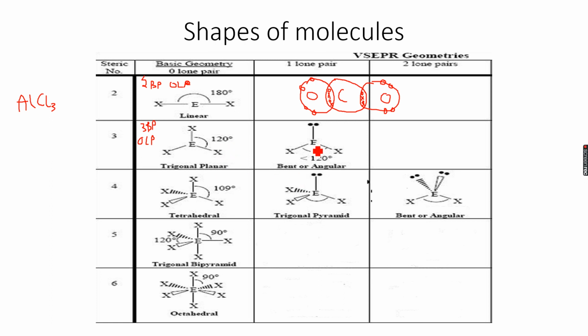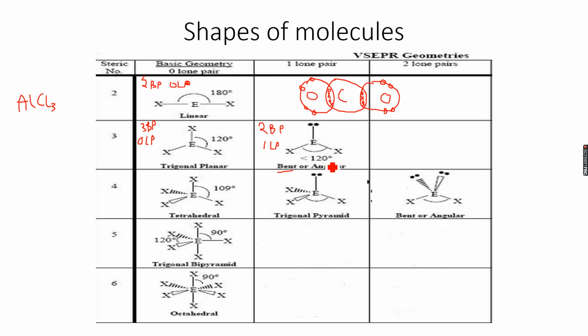Then if it's two, in this case the steric number is still 3, but this time it's 2 bond pairs, 1 lone pair. So in this case the shape is called bent or angular. I always go with bent, and the bond angle is less than 120 degrees. Like you can write 120 degrees, not a problem at all.